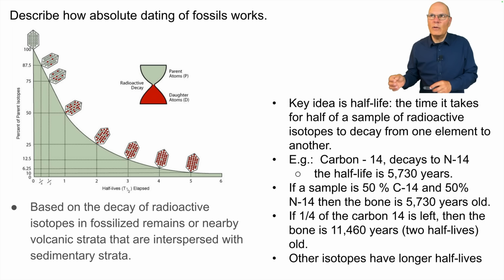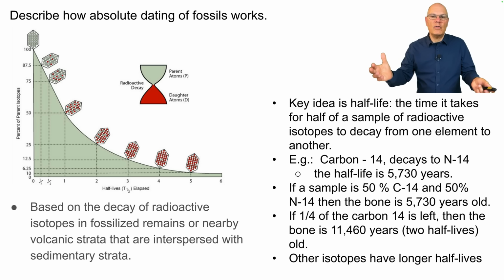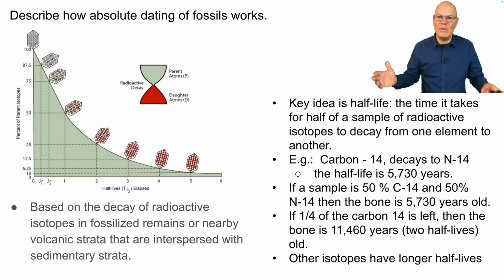You can find carbon-14 directly in organic remains, but you can also find, as I said before, radioactive elements that are in volcanic strata, and you can use that to date older fossils. So that's how we know how long ago the dinosaurs became extinct, when the first vertebrates emerged, when the first fish emerged, so on and so forth. That's absolute dating of fossils.